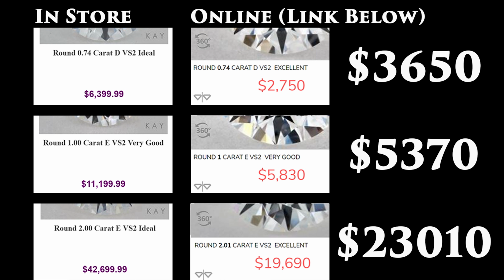On the VS2 price chart, the K Jewelers diamond that is 2 carats, shade E, and ideally cut is $42,700, which is really high for this quality, as you can tell by the similar diamond from the website I have linked to below, which is $19,690. This saves you $23,000. That's over 50% savings if you click on my link, which will help you find a less expensive diamond.